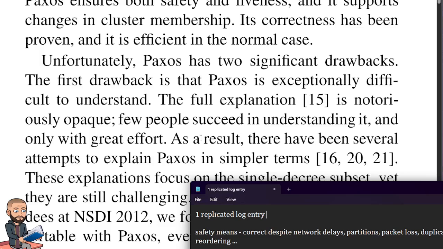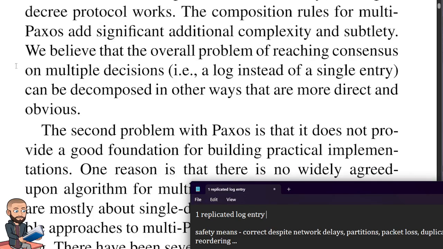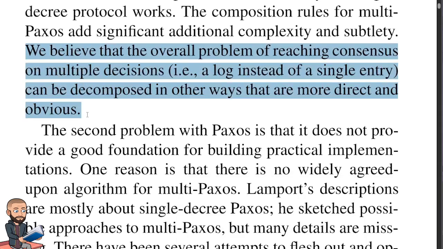Alright, here we go. So I might be skipping this section. Okay, what I won't skip is this part though, because it sounded good. We believe that the overall problem of reaching consensus on multiple decisions, that is, a log instead of a single entry, can be decomposed in other ways that are more direct and obvious.